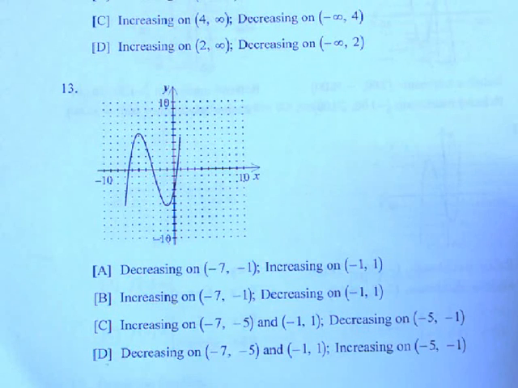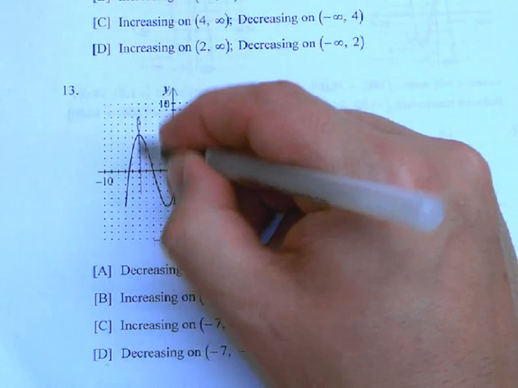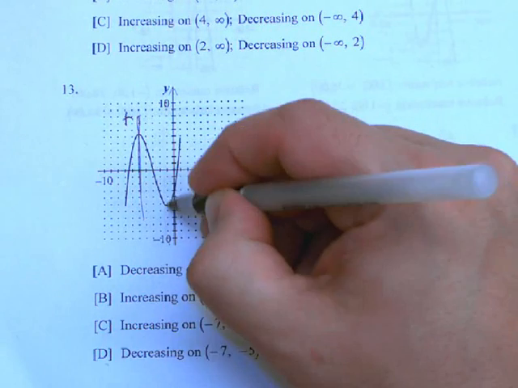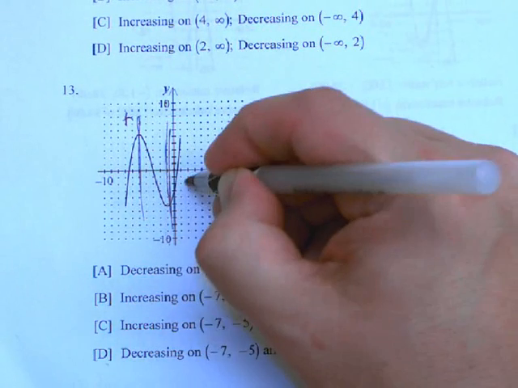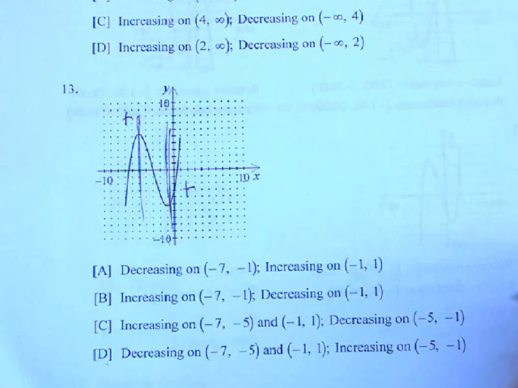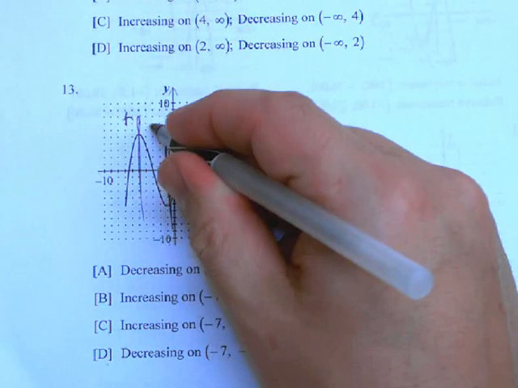Okay. So now for number 13. It looks like it's increasing in this interval and in that interval. And then from these two x values, it looks like it is decreasing.